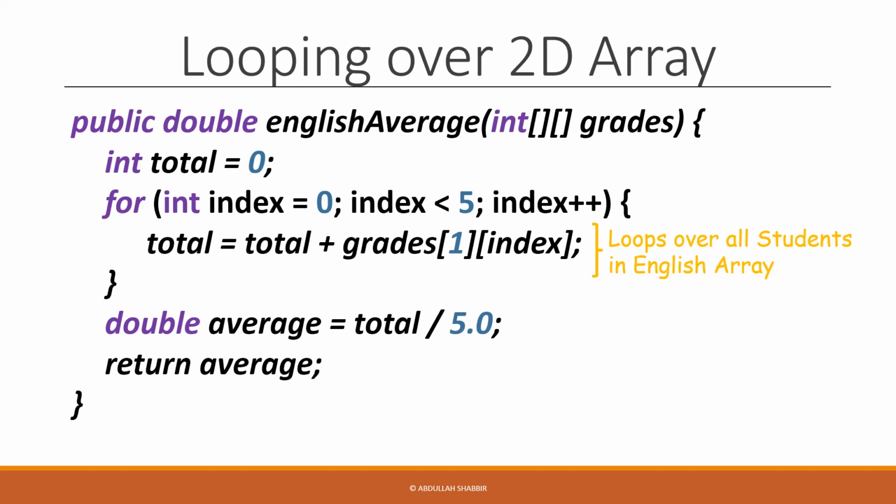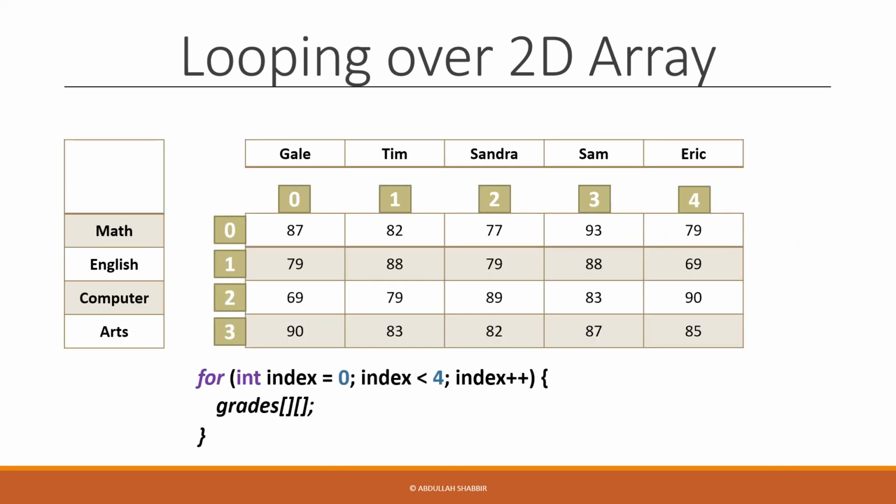Now let's see what we need to do if we wanted to calculate the average of a column, like finding the average grade of Sandra. To calculate the average grade of Sandra means we need to go through every item in a particular column.